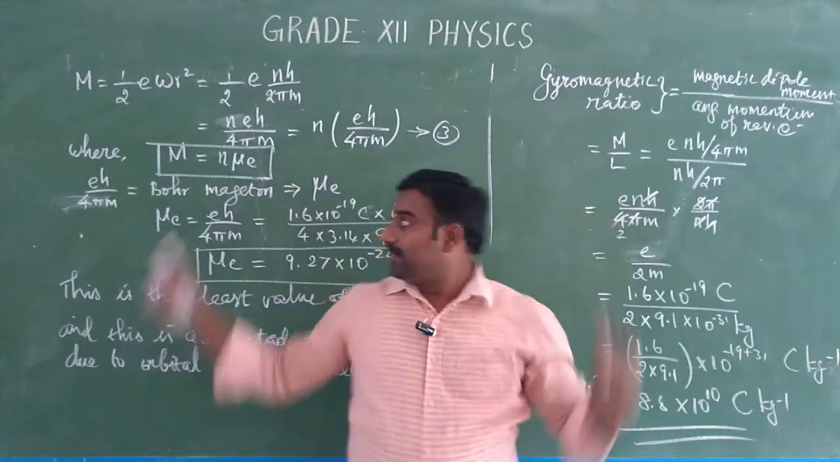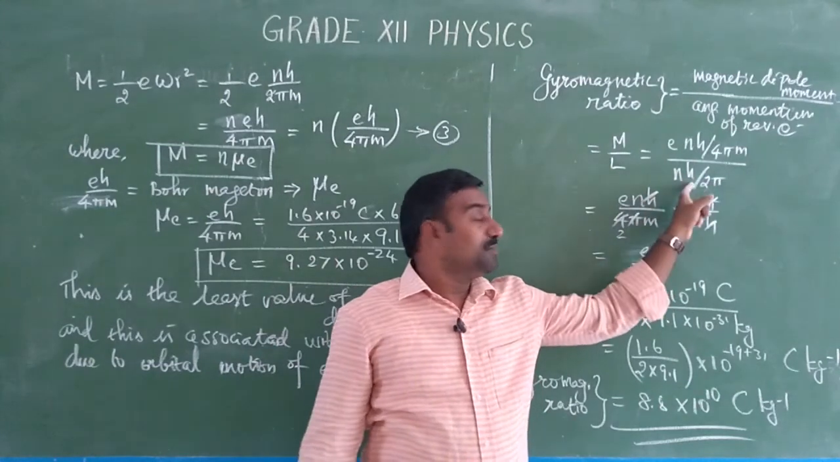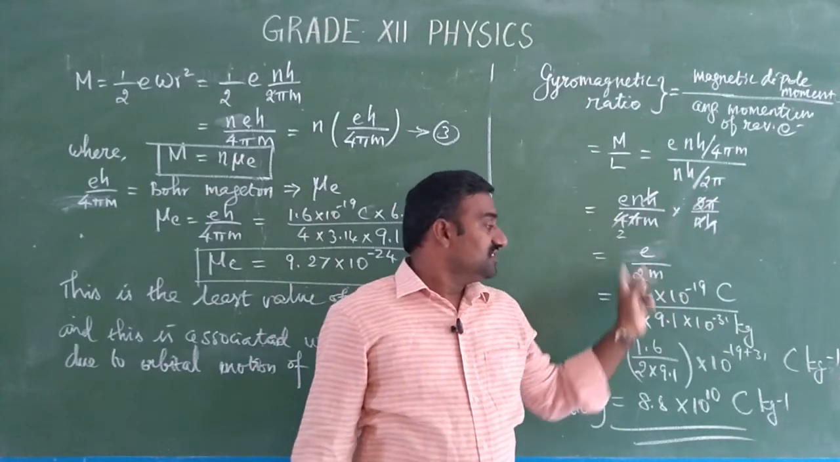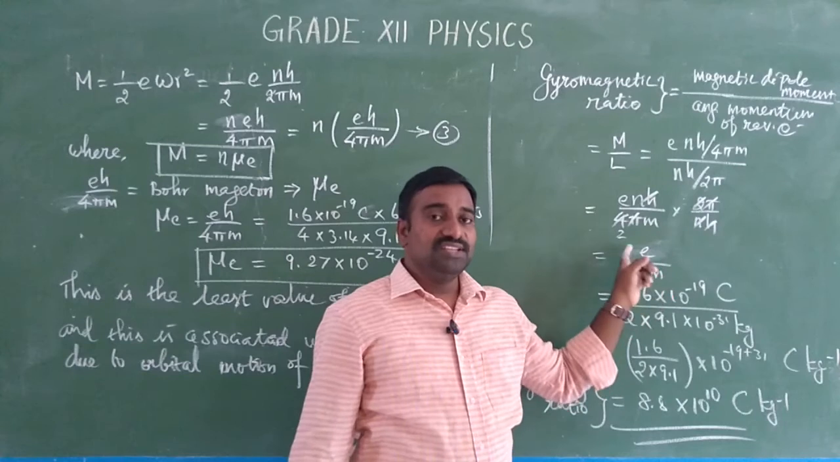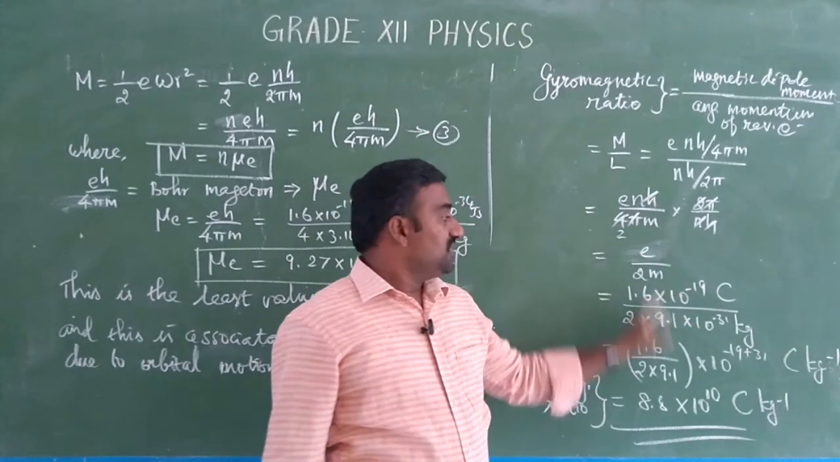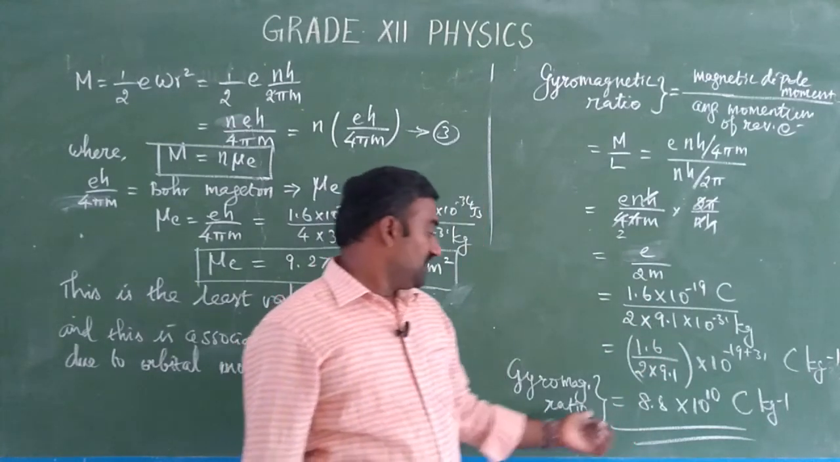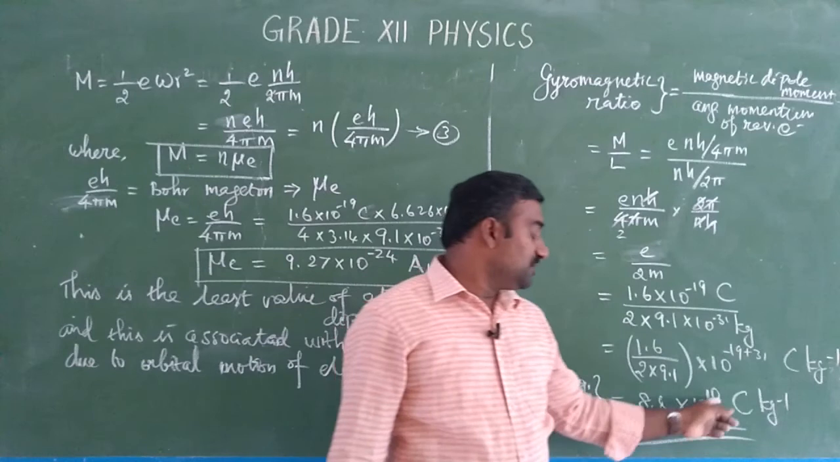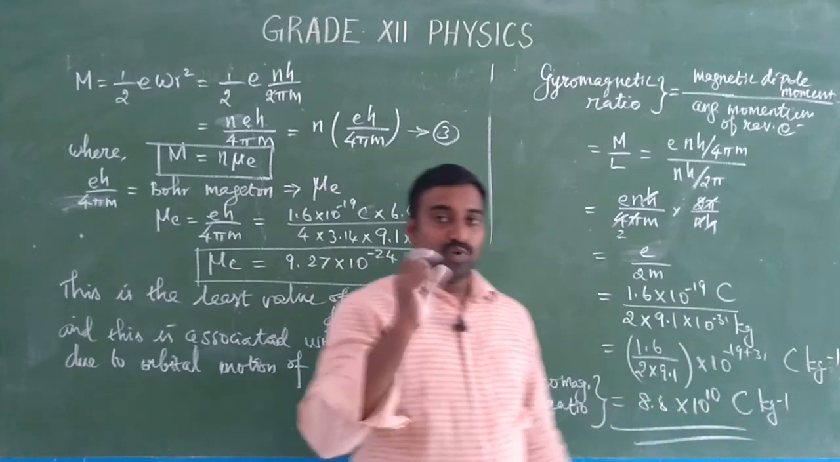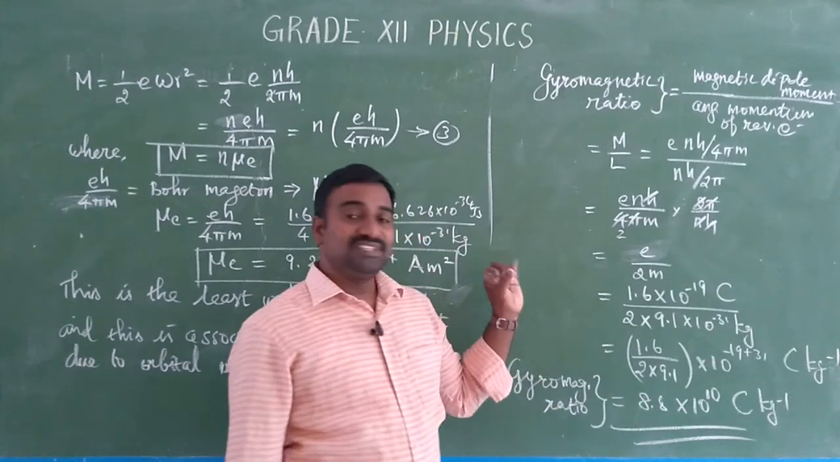Then we know the magnetic dipole moment. The magnetic dipole moment divided by angular momentum, after rearranging, is equal to e by 2m, that is the charge of electron divided by 2 into the mass of an electron. By substituting all the known values, we have the gyromagnetic ratio, that is 8.8 into 10 to the power 10 coulomb per kilogram. Per 1 kilogram, this much charge is there for a single electron.